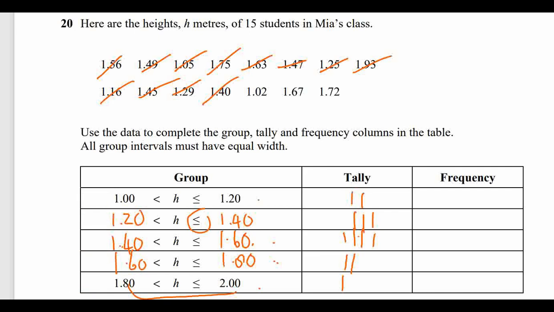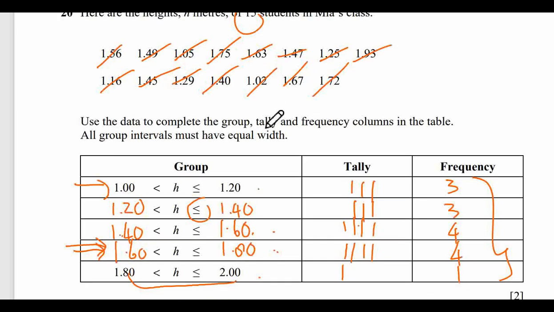Next, 1.02 goes to this group. 1.67 goes to this group. 1.72 goes to still the same group. So we have 3, 3, 4, 4, and 1, so the total should be equal to 15. So this totals up to 15, so it's correct. Next number.